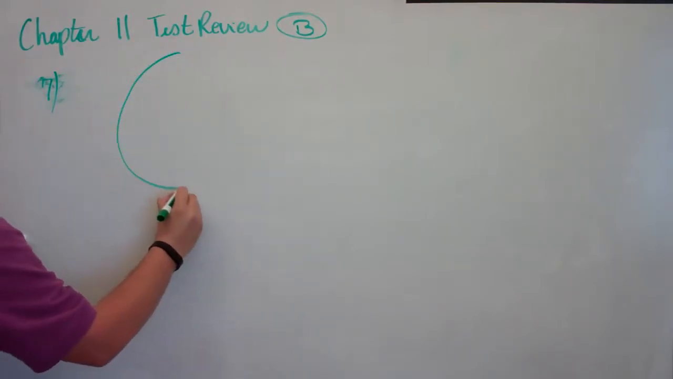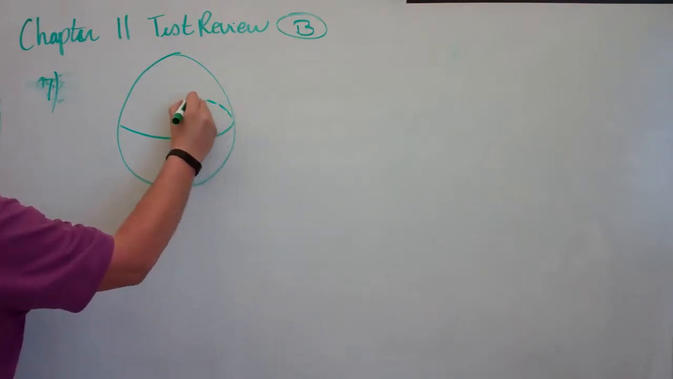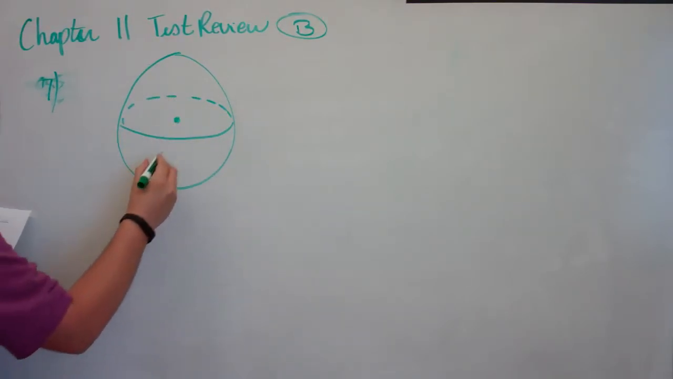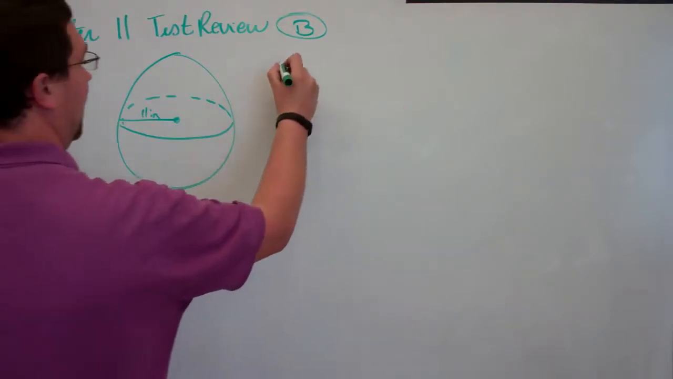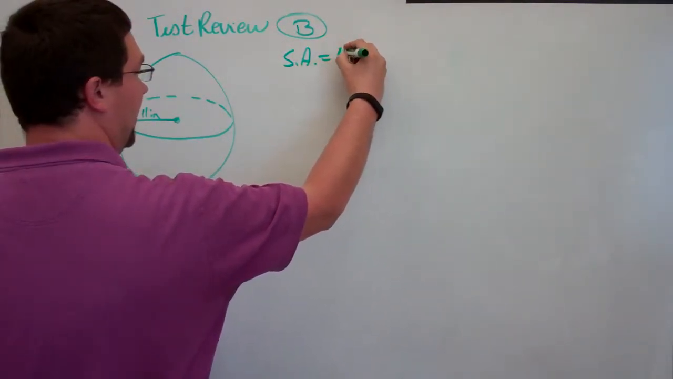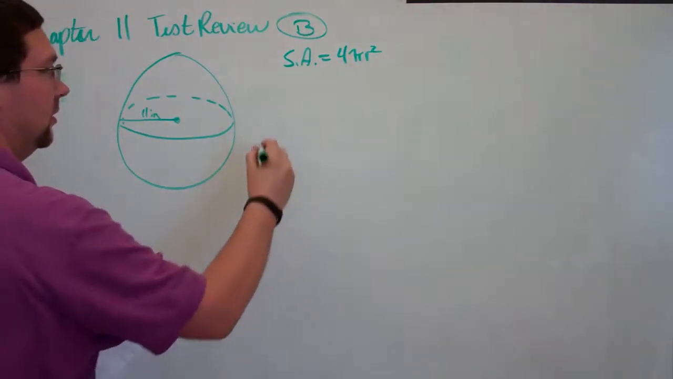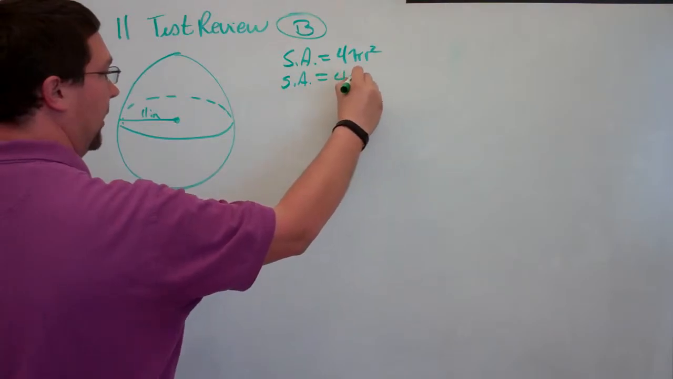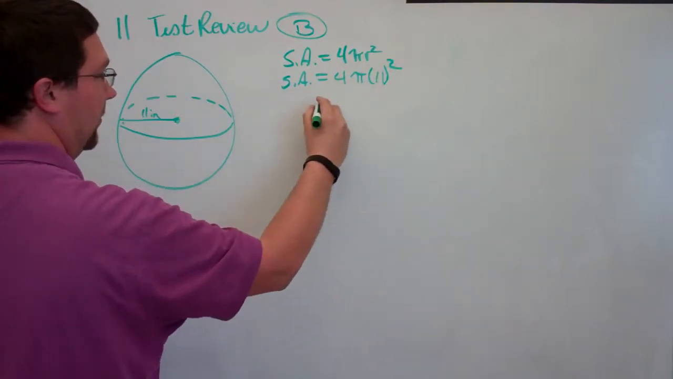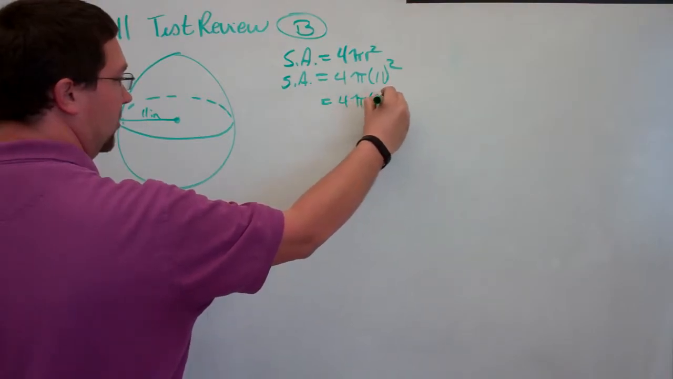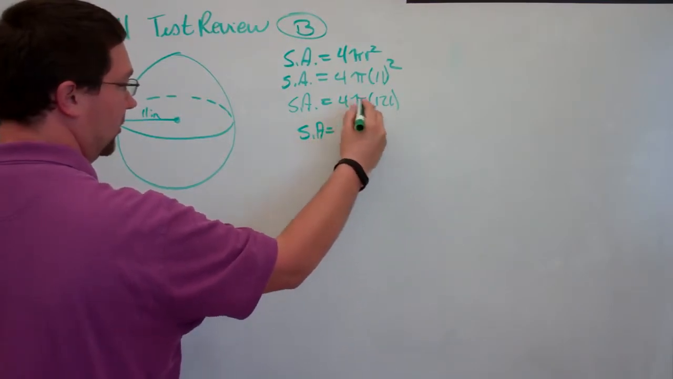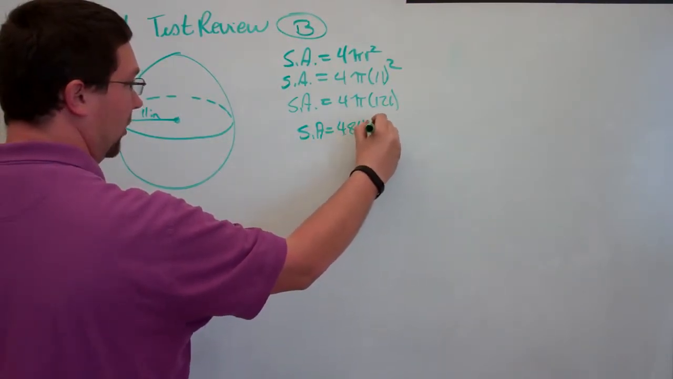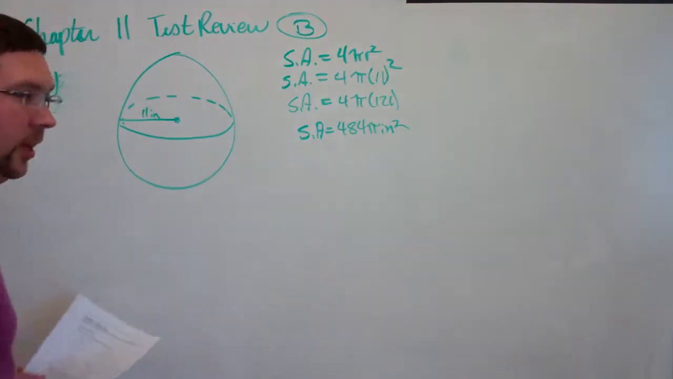Alright, we have a sphere with our center point. We know our radius is 11 inches. And we want the surface area and the volume in terms of pi. Let's start with surface area. We know that is 4 pi r squared. So surface area equals 4 pi 11 squared. So that's 4 pi times 121, because that's what 11 squared is. So surface area equals 121 times 4, which is 484 pi inches squared.